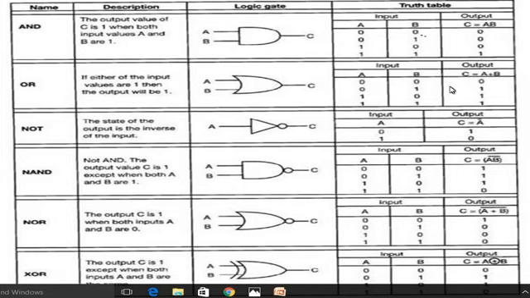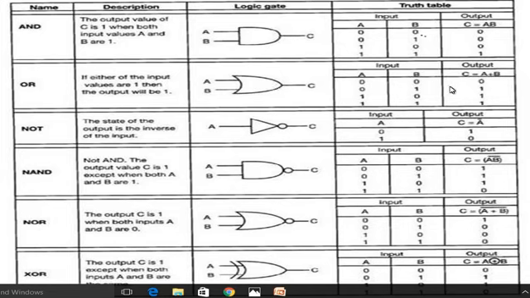Third gate is NOT gate. This is also called an inverter. When A is true, C is false. A is false, C is true. Or A is 0, C is 1. A is 1, C is 0.